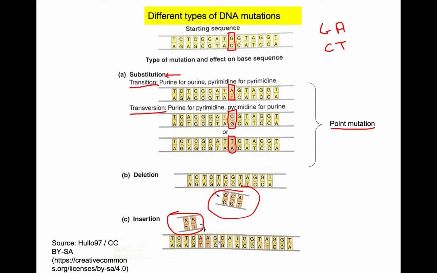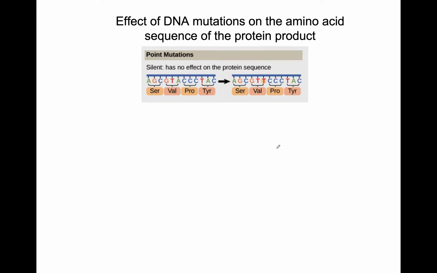So what is the consequence of these events? For point mutations, there could be different outcomes. Let's see which one we're replacing here: serine, valine, proline, and tyrosine. The one that we are changing is this last position on valine. We're changing from A to T. So this is a transversion. We're changing a purine to a pyrimidine. And you can see that there is no consequence to the amino acid sequence. This is still valine. It was valine and it's still valine. That's the amino acid that corresponds to this.